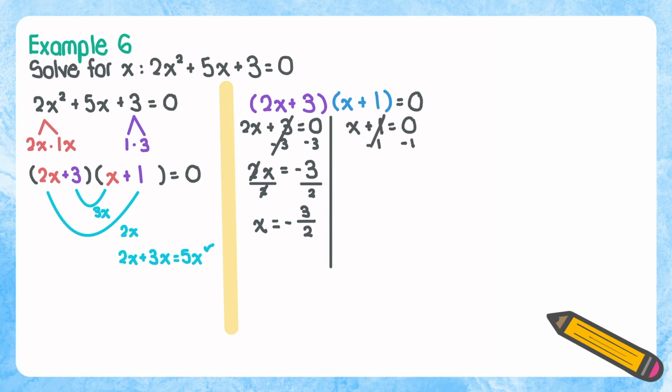Cancels out, and I'm left with x equals negative 1. So now I have my two solutions, either x equals -3/2 or x equals -1. Again, I used exhaustion to factor the original polynomial and then use the zero product property.